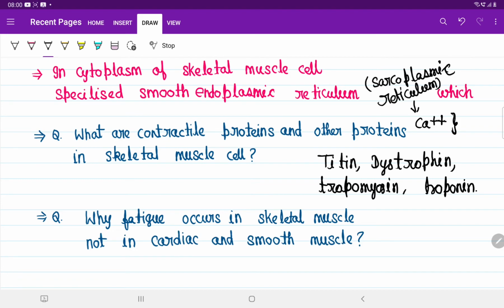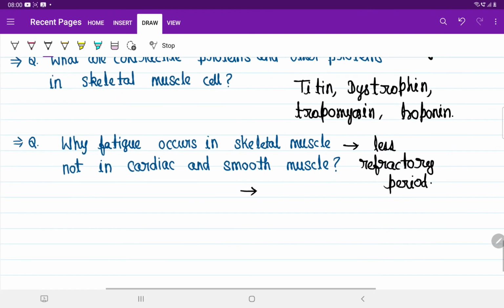Another very common question: why does fatigue occur in skeletal muscles, not in cardiac and smooth muscle? So guys, it has many reasons. One thing is that the skeletal muscle cell has a short refractory period. That's why they fatigue fast. Another thing is that during contraction, commands from the motor neurons are very important. That motor neuron gives commands to this muscle cell with the help of the neurotransmitter acetylcholine.